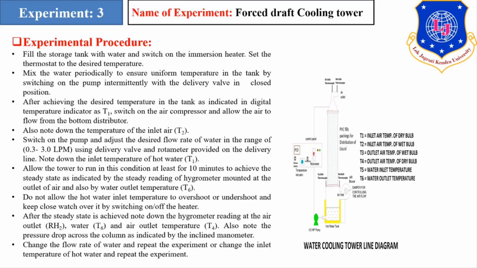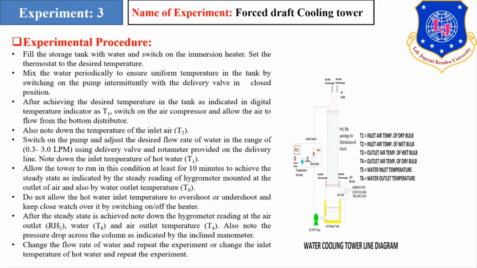After achieving the desired temperature, we will switch on the air compressor, and then we will allow the air to flow through the bottom. After that we will note down the inlet temperatures of air, both dry bulb and wet bulb temperatures, and then we will switch on the pumps so that the desired flow rate will be set through the rotameter within the range of 0.3 to 3 lpm.